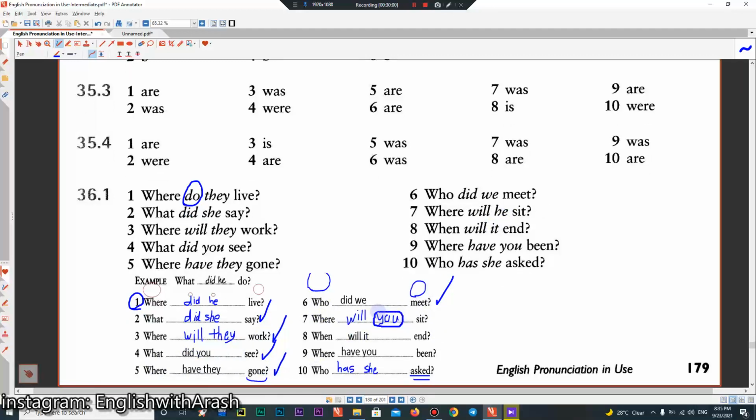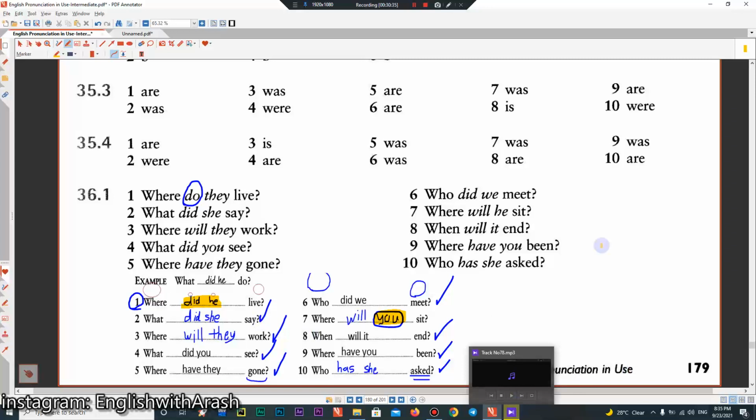Because I remember the she's, not he sit. Where will he sit? Where will he sit? That's how I would pronounce it. Where will he sit? Anyway, when will it end? Where have you been? Who has she asked? Good. All of them correct. There's just one she's, I don't know, that we got wrong. And the first one, do they live? Not did he live. Do they live?